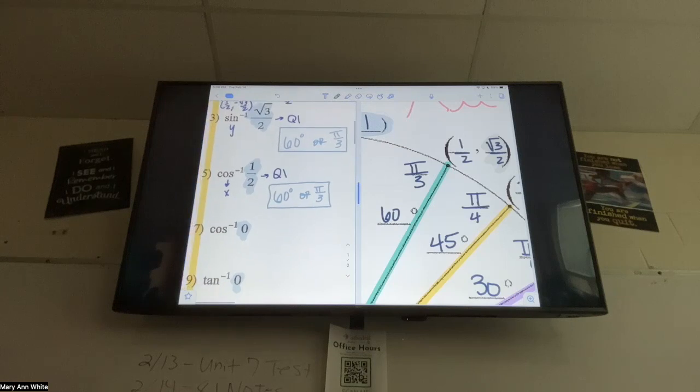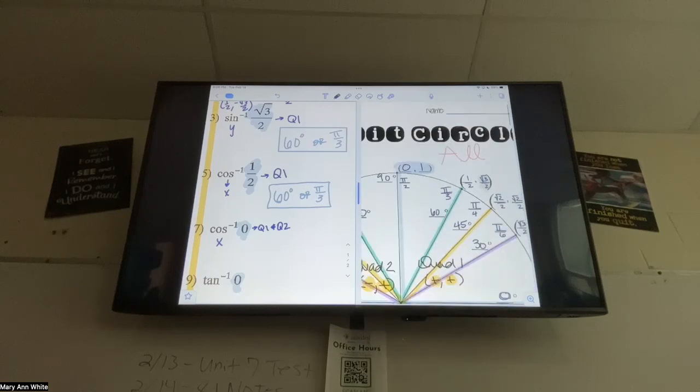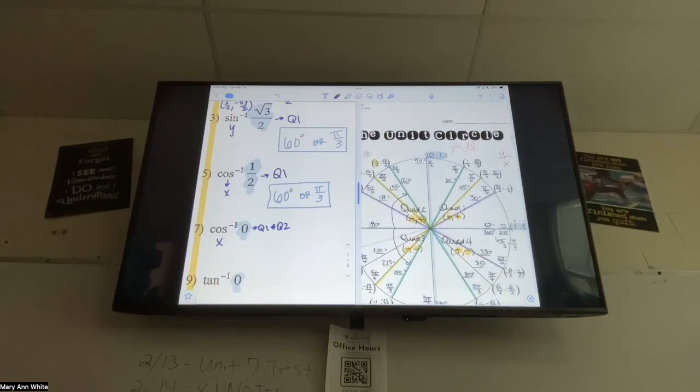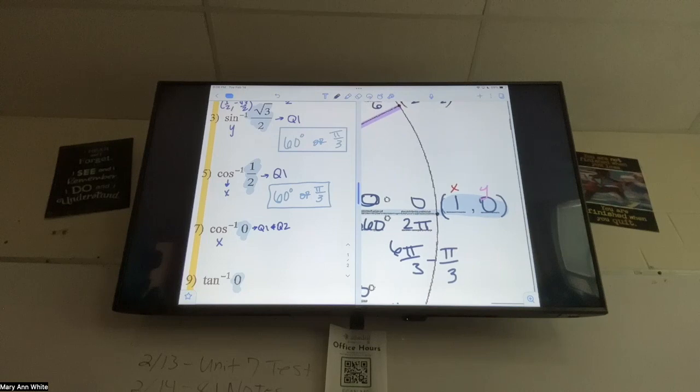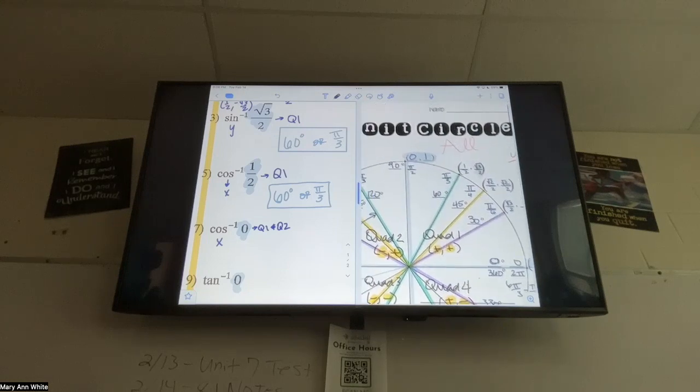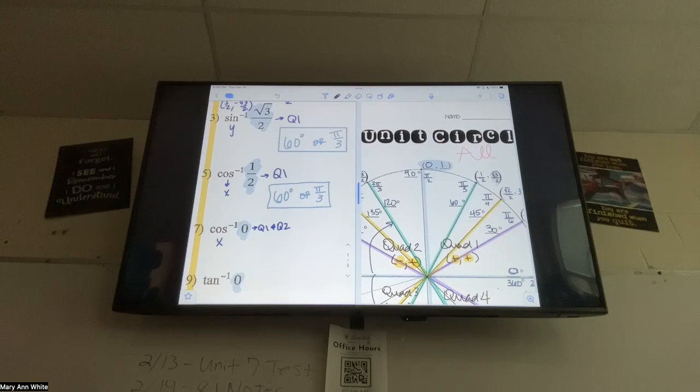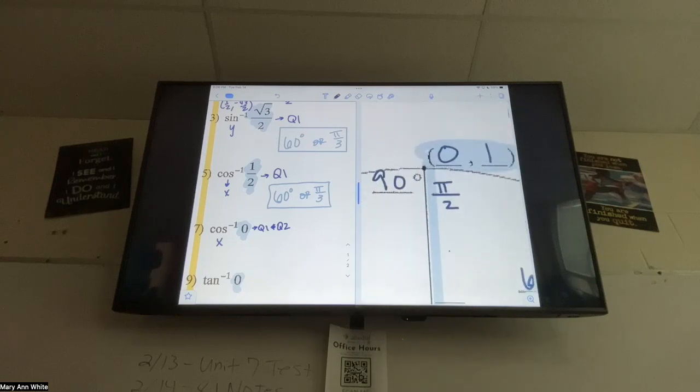All right, I've got cosine of 0 next. Cosine is my x. And technically, I would call 0 not positive and not negative. So it's somewhere in quadrant 1 or 2. I'm looking for somewhere in quadrant 1 or 2 where my x is 0. Which angle is that at? It's not at 0. That would be where my y is 0. 90. Cosine's my x, so I want my 90 or my pi/2.